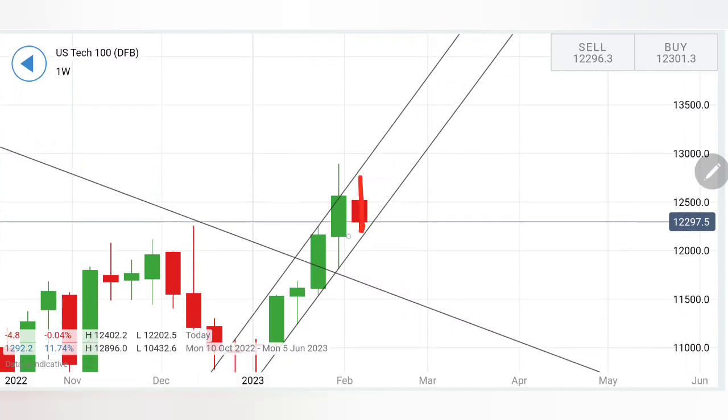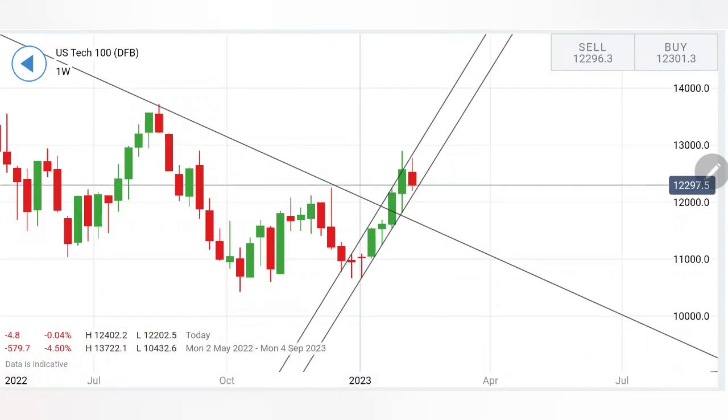Also I did share with you last week, and likewise several times in the past I've told you, 12,200 and 12,000 levels. These are the two levels only below which I will consider Tech 100 to be bearish. Till the time it trades above 12,000, 12,200, certainly we can remain bullish on Tech 100.